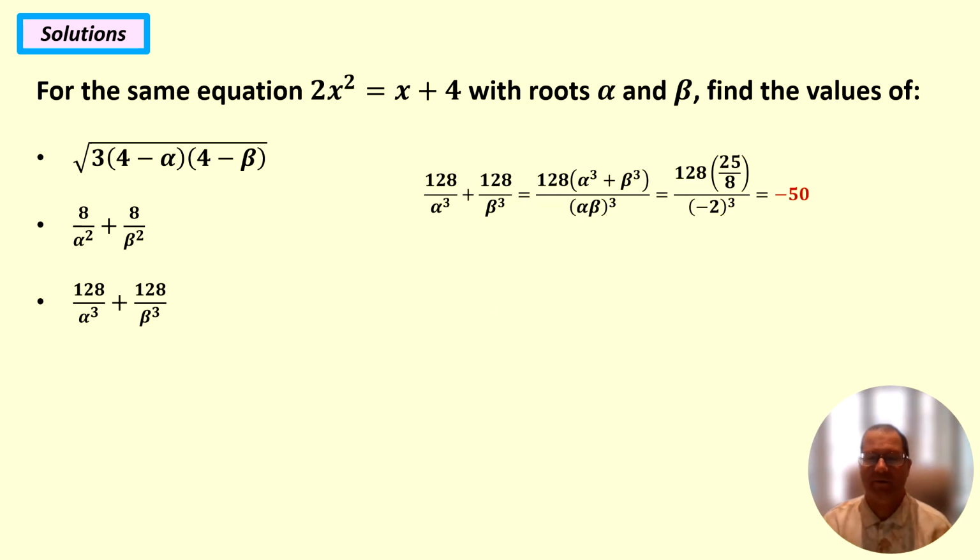And then finally, for 128 over alpha cubed plus 128 over beta cubed, again add the fractions together. And we've already evaluated the fact that alpha cubed plus beta cubed is 25 over 8. So substituting in, we can get a final answer of negative 50. Of course, if you needed to, you could work out alpha cubed plus beta cubed from scratch.